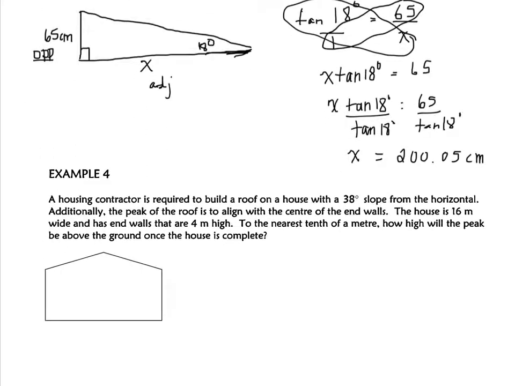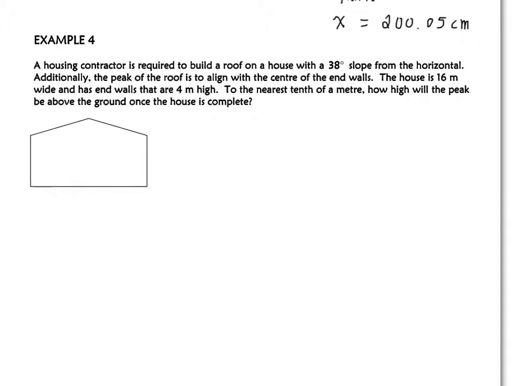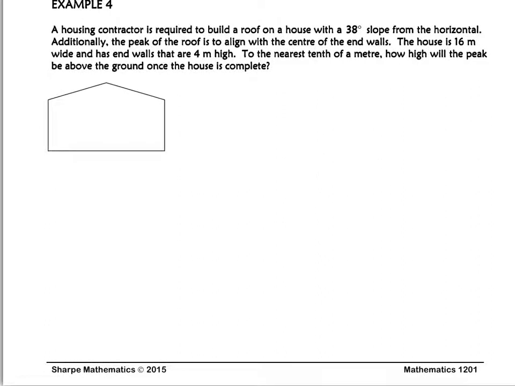So example 4 says a housing contractor is required to build a roof on a house with a 38-degree slope from the horizontal. Additionally, the peak of the roof is to align with the center of the end walls. The house is 16 meters wide and has end walls that are 4 meters high. To the nearest tenth of a meter, how high will the peak be above the ground once the house is complete? So the first thing we need to do is kind of fill the information they're given into our diagram.